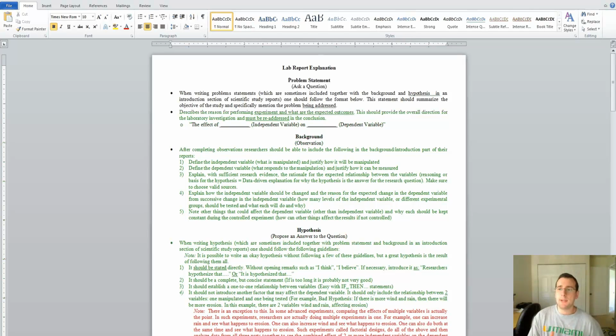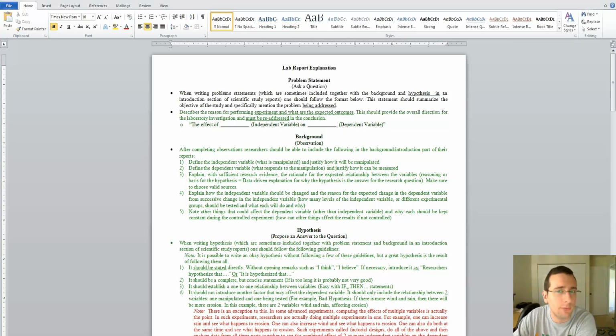The very first step in the scientific method is trying to ask a question to identify the problem that you're going to be talking about. So the first part of the lab report actually mirrors that by stating the problem that you're going to be talking about. And the first thing you need to do is to convert that question into a problem statement.